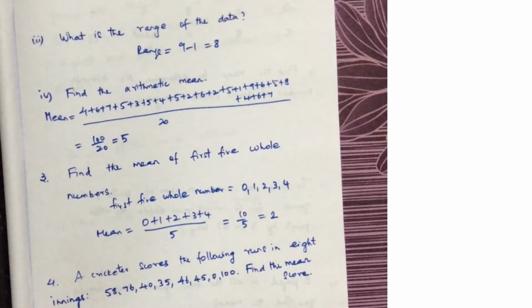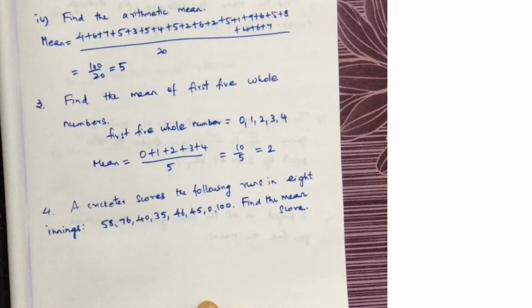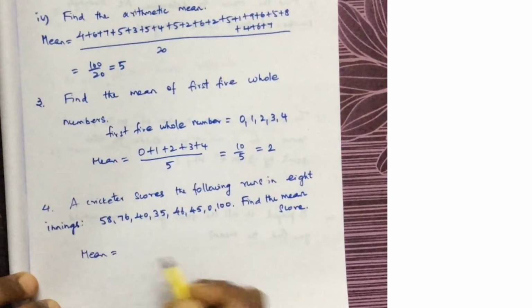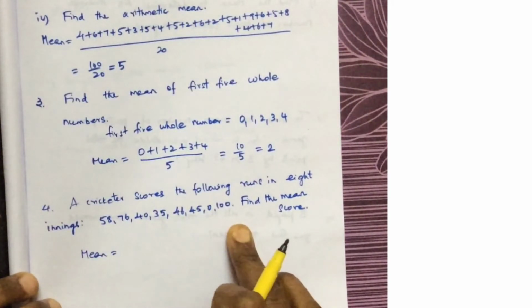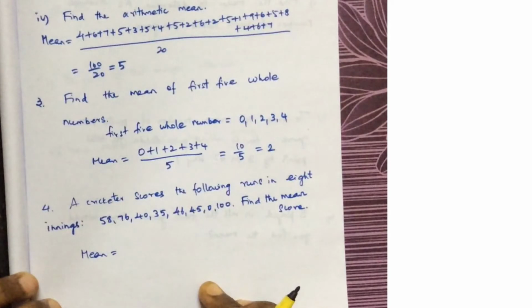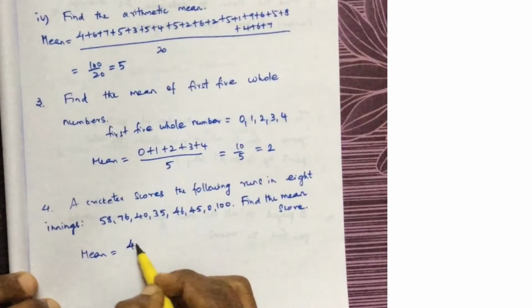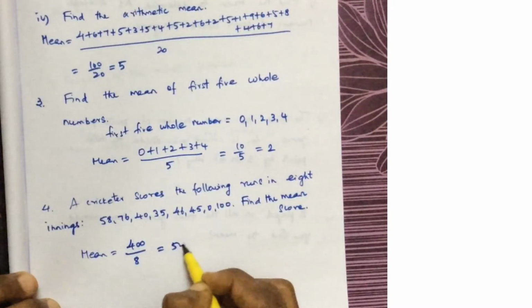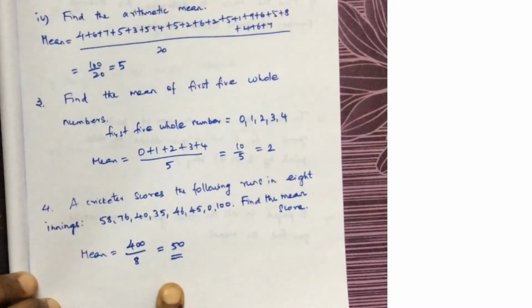The next is, a cricketer scores the following runs in 8 innings. Find the mean score. So mean equal to, you have to add all these numbers and you have to divide by 8, which is equal, if you add you will get 400 divided by 8, that is equal to 50. Okay, the mean run scored is 50.